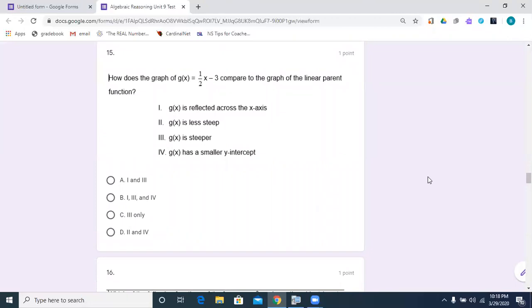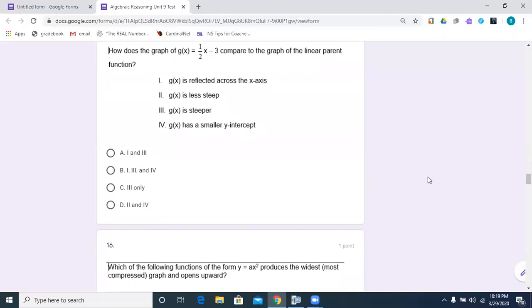Number 15. How does the graph of g of x equals 1/2 x minus 3 compare to the graph of the linear parent function? 1, g of x is reflected across the x-axis. 2, g of x is less steep. 3, g of x is steeper. 4, g of x has a smaller y-intercept. A, 1 and 3. B, 1, 3, and 4. C, 3 only. D, 2 and 4.